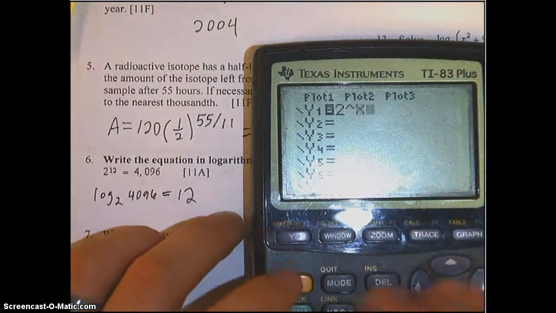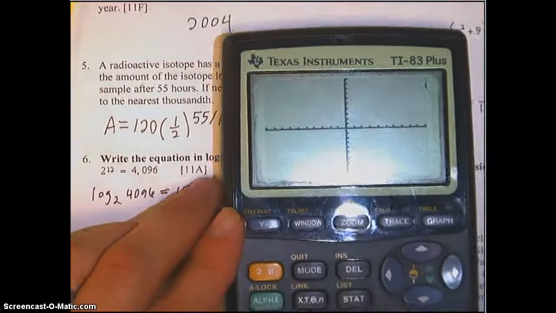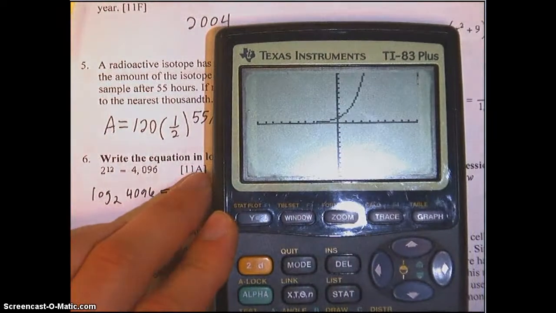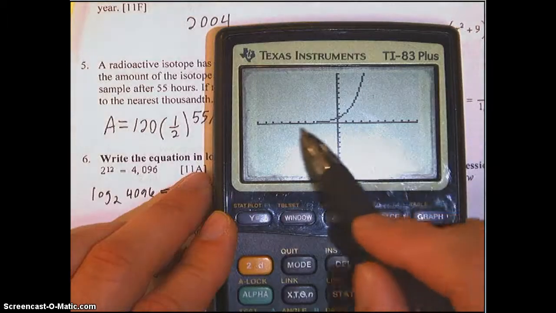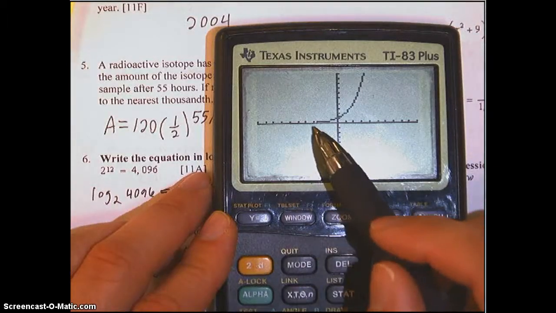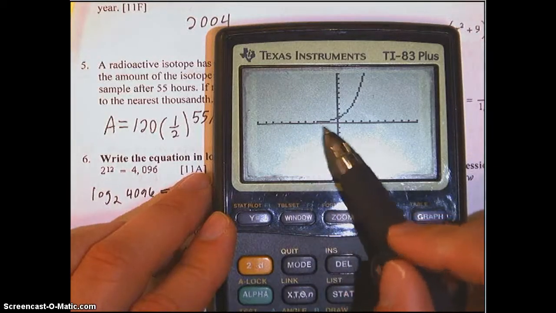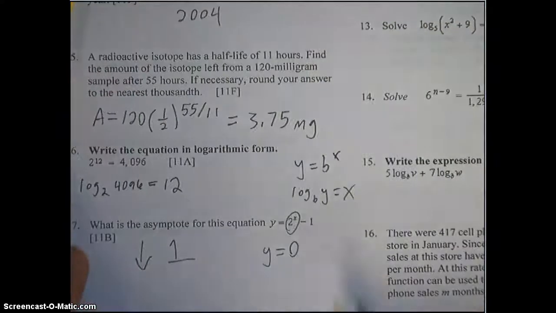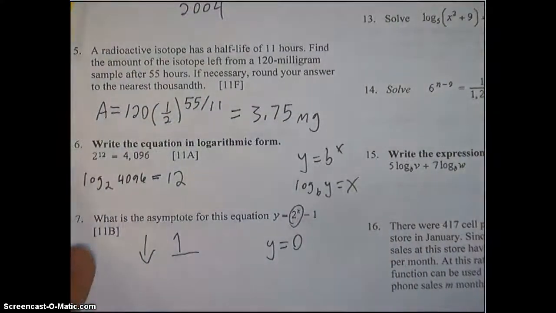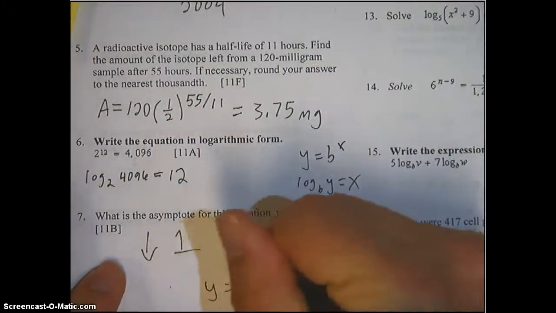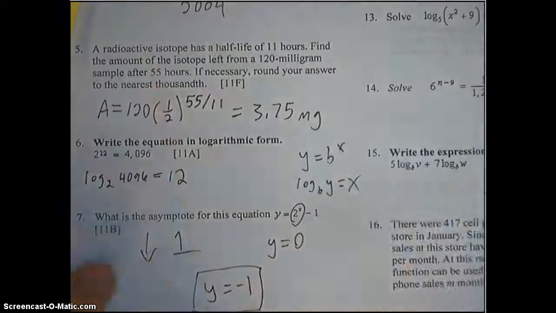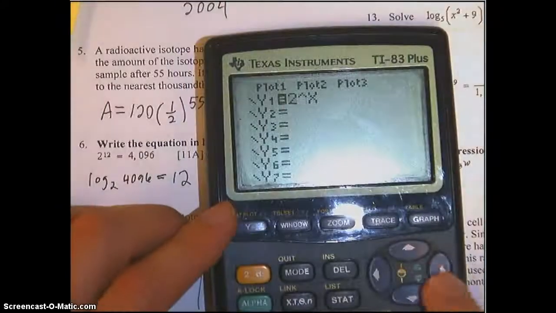2 to the power of x. When I graph that, you can see that this thing goes up forever, but it approaches the x-axis here and never quite touches it. So the asymptote here is y equals 0. So if the asymptote was y equals 0, and I shifted it down 1, the new asymptote is y equals negative 1. And you can actually just type that in your calculator to see it.